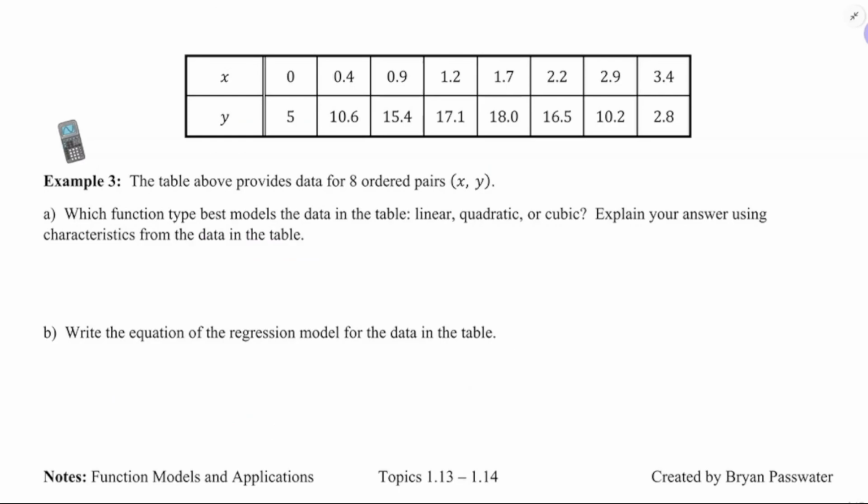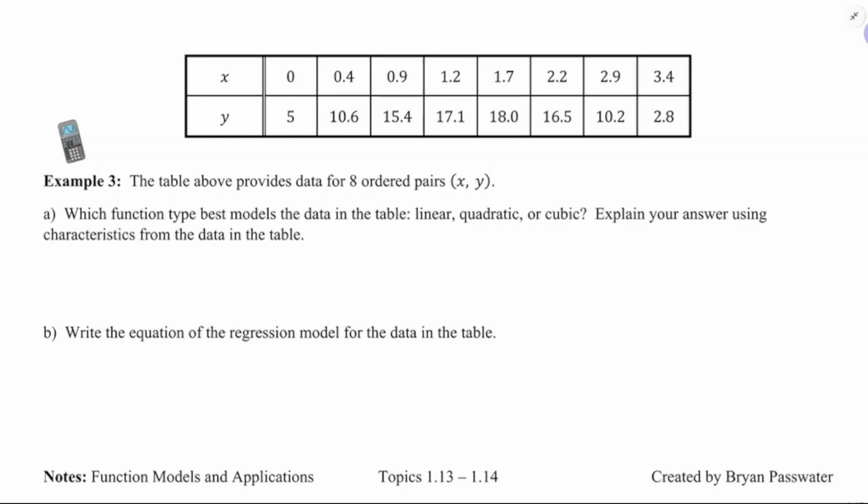All right, now we've got another example, and I really like this one because I think it's got a few different thought processes I want you to go through. The table is going to give us data for 8 ordered pairs. It's going to ask us which function type best models the data in the table: linear, quadratic, or cubic. If I've got a table, maybe I should think about first, second, third differences. But I look at the x's, and they are not evenly spaced. I've got 0.4, 0.5, 0.3, 0.5, 0.5, 0.7. That's a little too far off, so that can't be the thing to do.